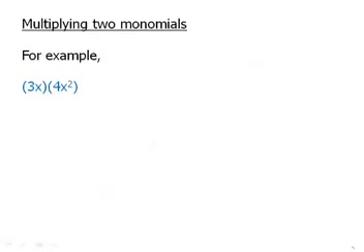For example, suppose we multiply 3x times 4x squared. Well, first of all, we're going to multiply the coefficients. 3 times 4 is 12, and x times x squared is x cubed. So this product is going to be 12x cubed.